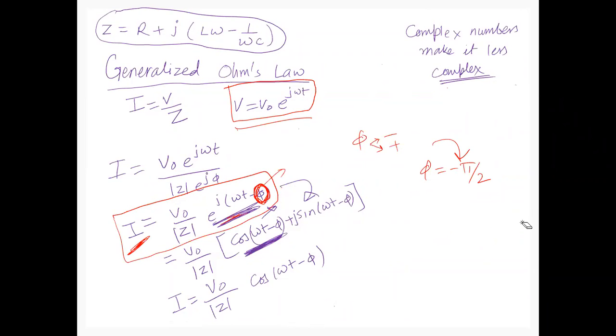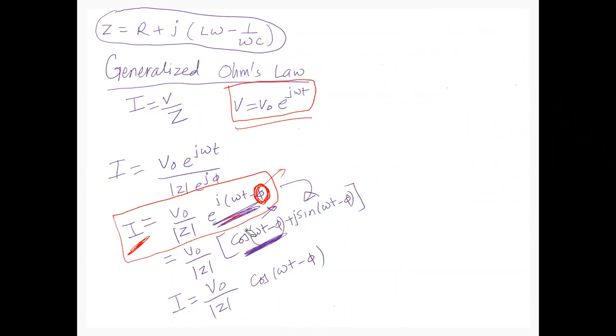Now I have one more question here. I said Z is this, right? Z is this guy. How do you find the absolute value of Z? Your Z is this, but how do you find the absolute value of Z from there?